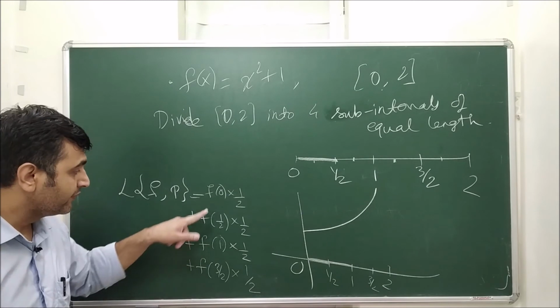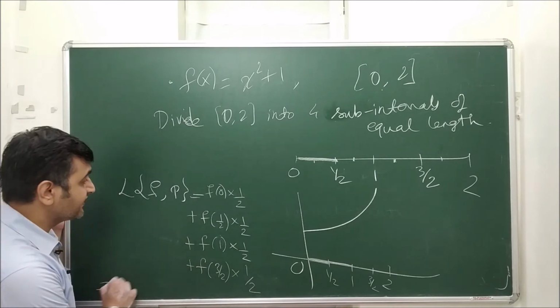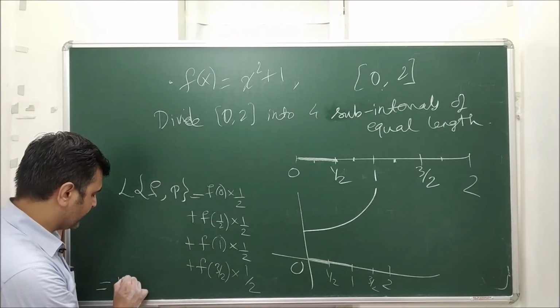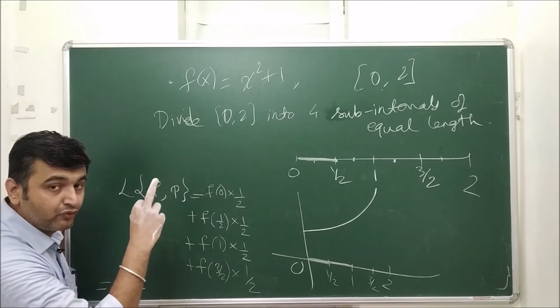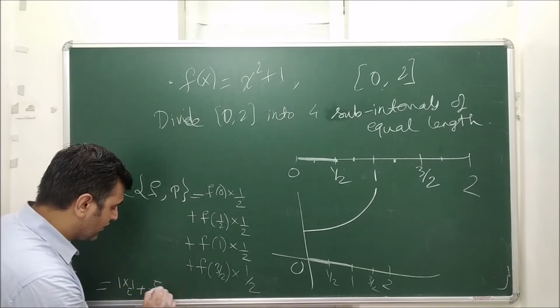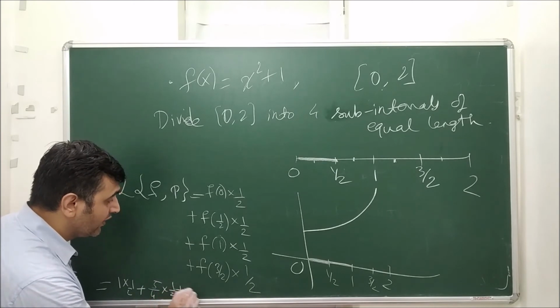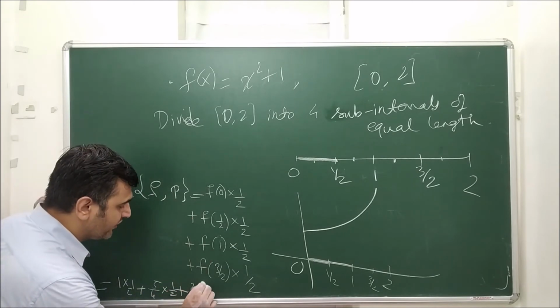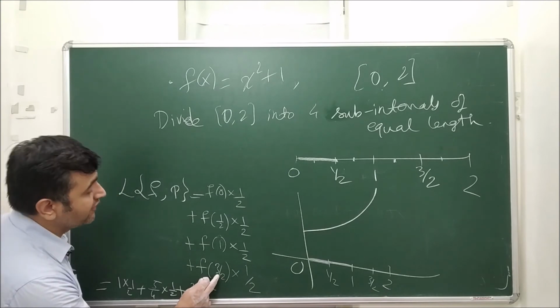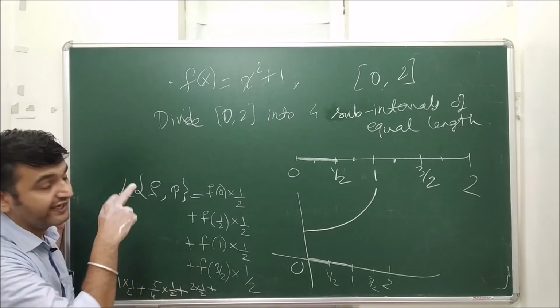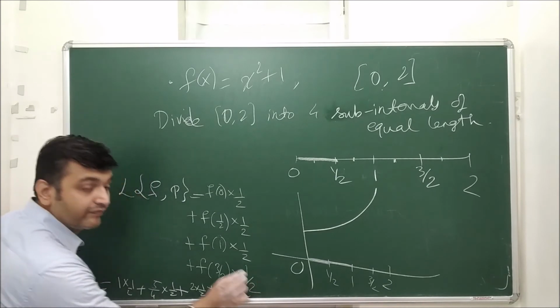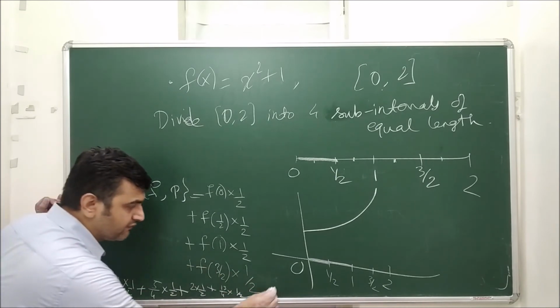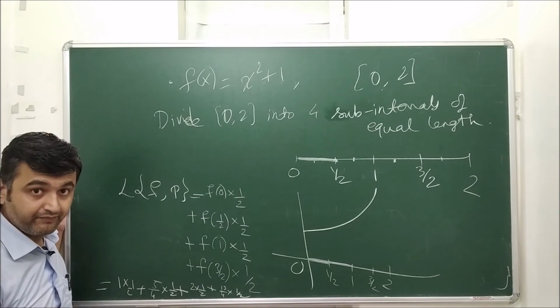What is the second step? You put the value of the function. What is f of 0? 1. So 1 into 1/2, plus what is f of 1/2? 1/4 plus 1, which is 5/4. 5/4 into half. What is f of 1? 2. 2 into half, plus what is f of 3/2? It is 9/4 plus 1, so 13/4 into half. You sum it up. That's what the answer is for LFP.